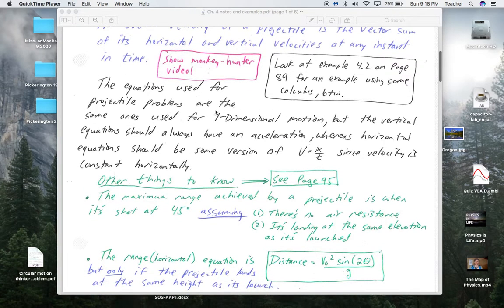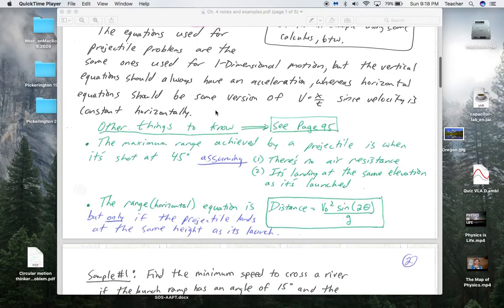So the equations used for projectile problems are the same as used for one-dimensional motion. So those are like the first 3 or 4 maybe on your formula sheet for mechanics. But the vertical equations always have an acceleration in them, and the horizontal equations would have some version of this, since velocity is constant. So the AP always gives you the most generalized versions of the formula, which can be kind of annoying. You've got to decide which parts to use.